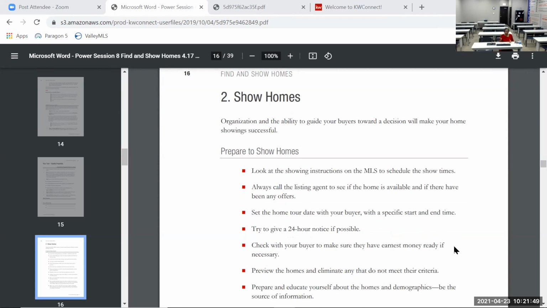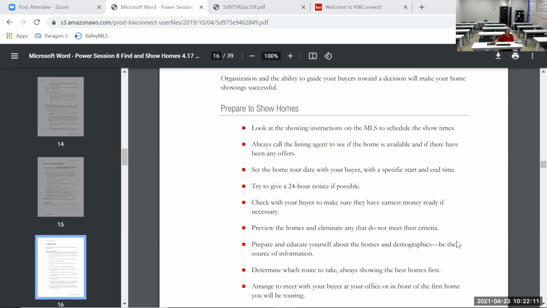If we have 3 homes we're going to go see, then let's say we're going to start our home tour at 4, set aside at least an hour and a half for us to go and see these 3 homes. So from 4 to 5:30, we're going to spend looking at homes, okay? Looking at specific homes, not just randomly driving around, but looking at these 3 specific homes. Try to give a 24-hour notice if possible to prepare to show the home.